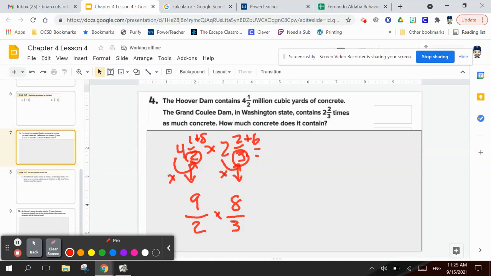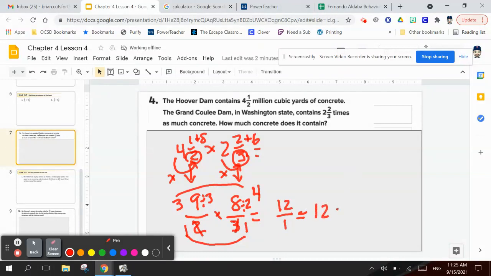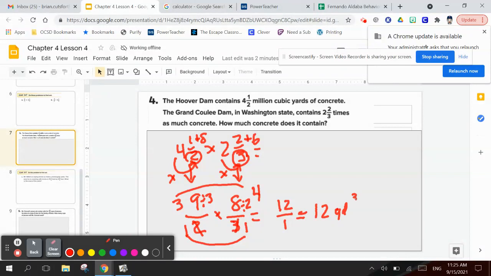So now I can simplify before I multiply. I know 2 is a factor of 8. So 2 divided by 2 is 1. 8 divided by 2 is 4. I know 3 goes into 9 equally, so 3 goes into 3 once. 9 divided by 3 is 3. So I multiply 3 times 4, which is 12. 1 times 1 is 1. And that equals 12 cubic yards.